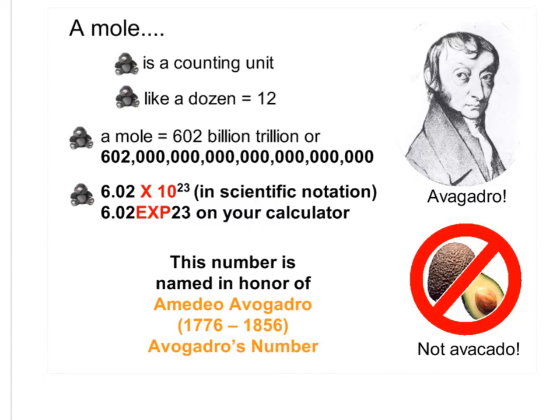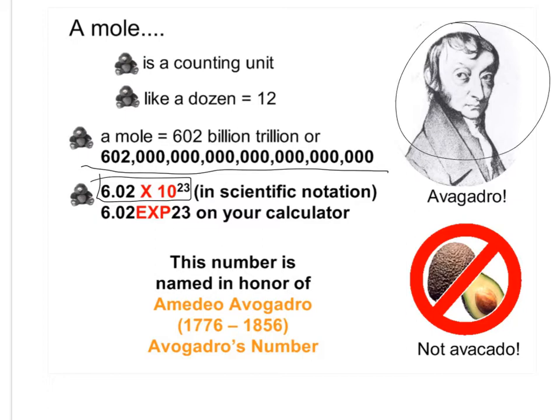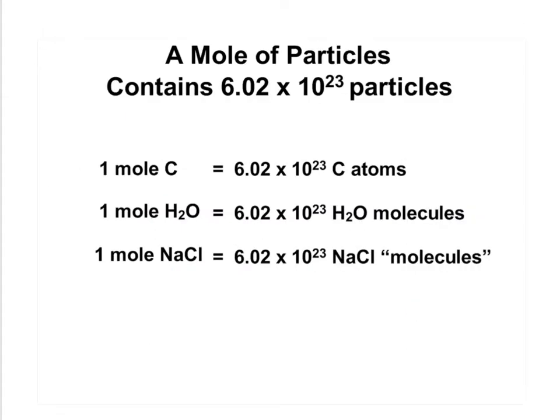A mole is 602 billion trillion, or 6.02 times 10 to the 23rd. This is called Avogadro's number. This is Avogadro. He looks like a little mole. So a mole of particles is 6.02 times 10 to the 23 particles. If you have a mole of carbon atoms, you have 6.02 times 10 to the 23rd carbon atoms.